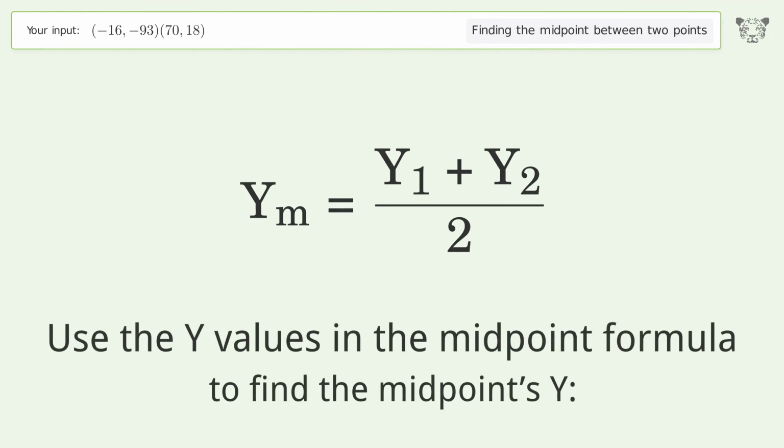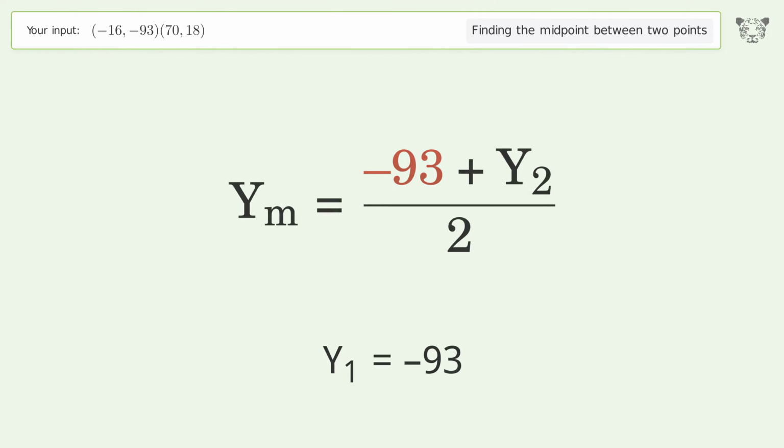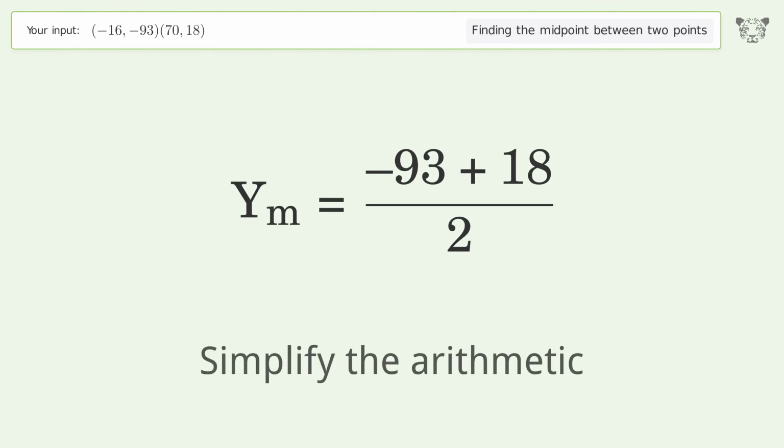Use the y values in the midpoint formula to find the midpoint's y. y1 equals negative 93. y2 equals 18. Simplify the arithmetic.